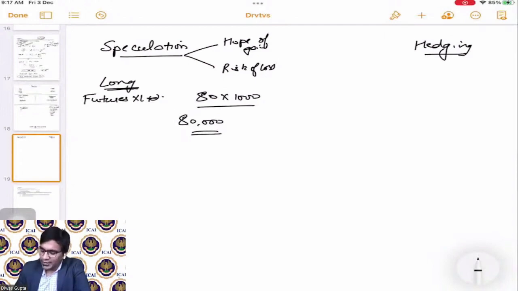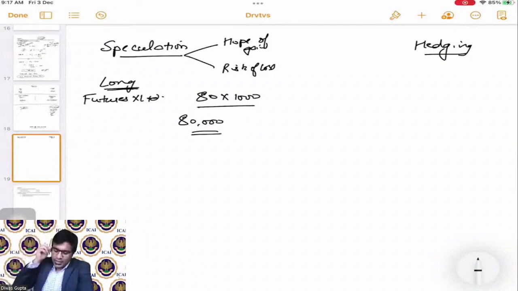Okay, so 80,000 is the futures part, correct? 80,000 is the total futures exposure that this person has created. Now, the stock exchange says that there is a margin requirement. The stock exchange says, what if tomorrow the price goes down? You will lose and I will not be able to recover anything from you.